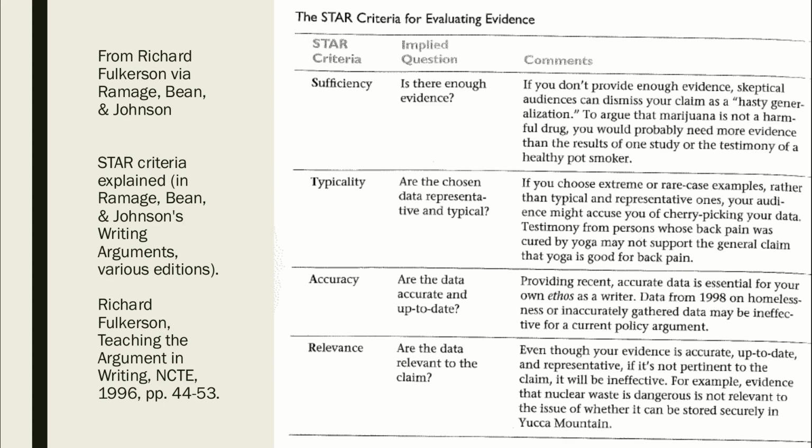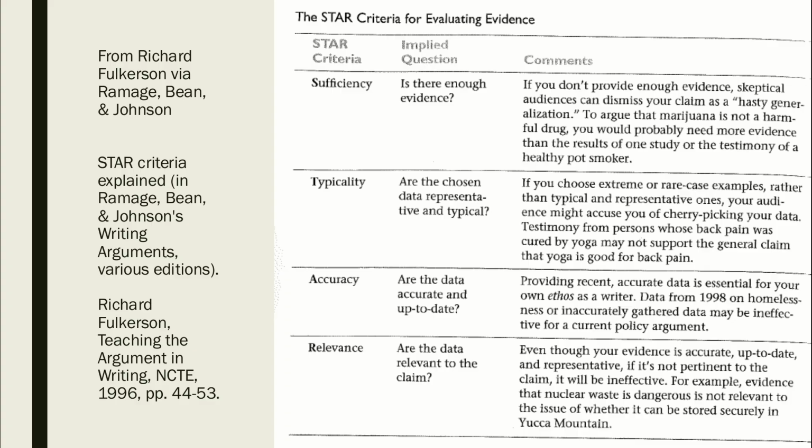I originally got the STAR criteria from Ramage, Bean, and Johnson's Writing Arguments, which I used extensively, especially earlier in my career. One of the things that I really have enjoyed doing over my career is going back with textbooks and finding places where the textbook authors got their ideas. And so this is something that Ramage, Bean, and Johnson used to frame the use of evidence. And they've got a table. I'm sorry to say I can't remember which edition of Ramage, Bean, and Johnson this one is.